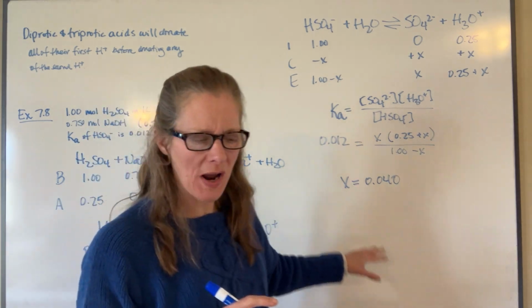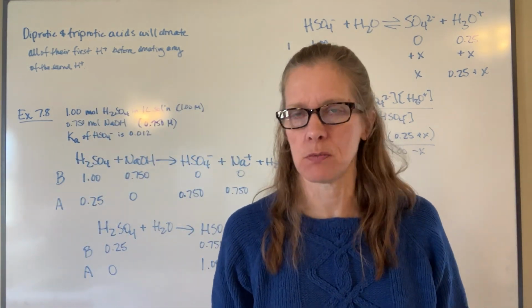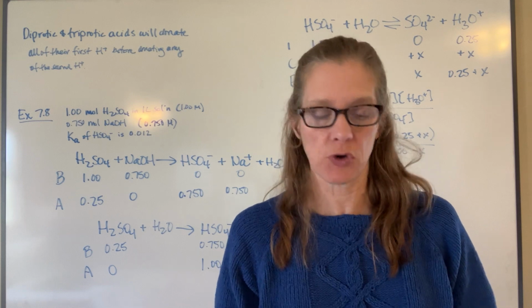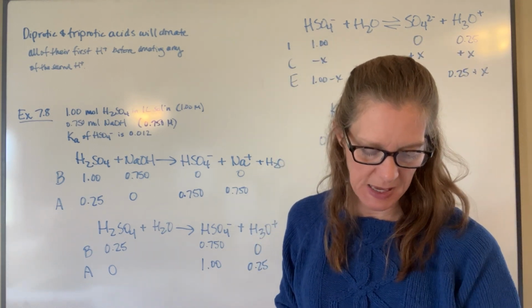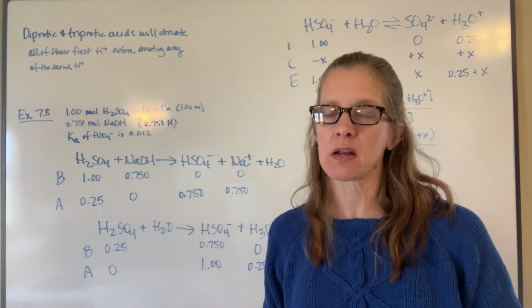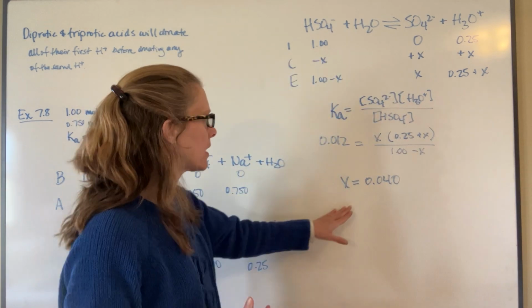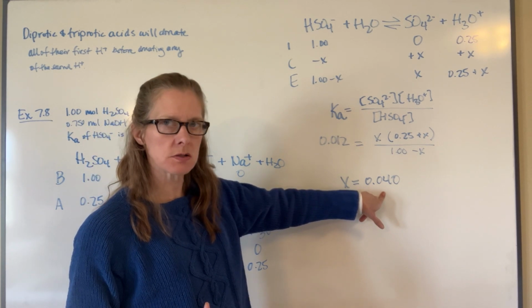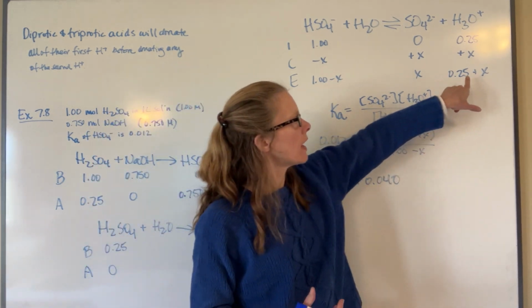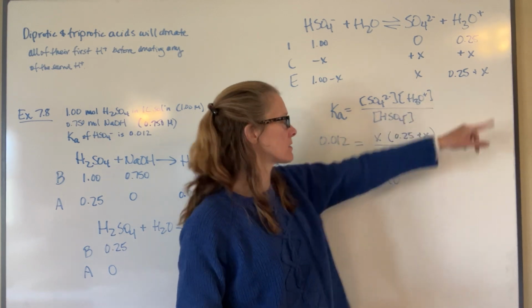What is it we were trying to find? Because sometimes we get so lost in what we're doing that we forgot what we were trying to do. Well, we were trying to calculate the pH. The pH is the negative log of the concentration of the hydronium ions. Well, is that the concentration of the hydronium ions? No. The hydronium ions is 0.25 plus x.